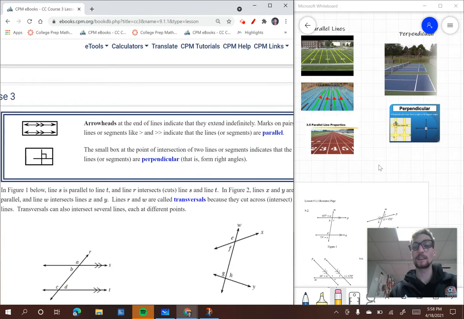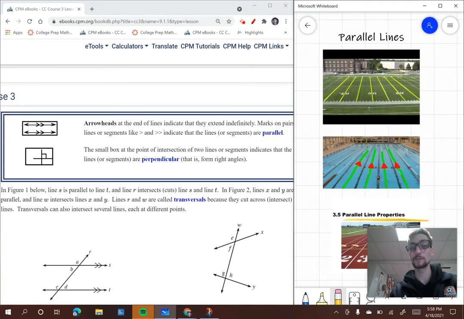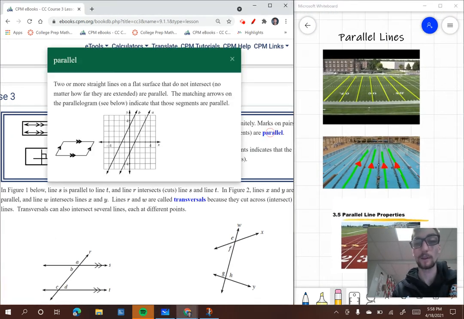I went ahead and included some visuals over here of, first off, parallel lines. On a football field, we see that those lines don't intersect or touch each other. They're all distanced 5 yards apart from each other. And then in swimming, we have our own lanes, same with track. We don't cross over into the other person's lanes because those lines are parallel to each other.